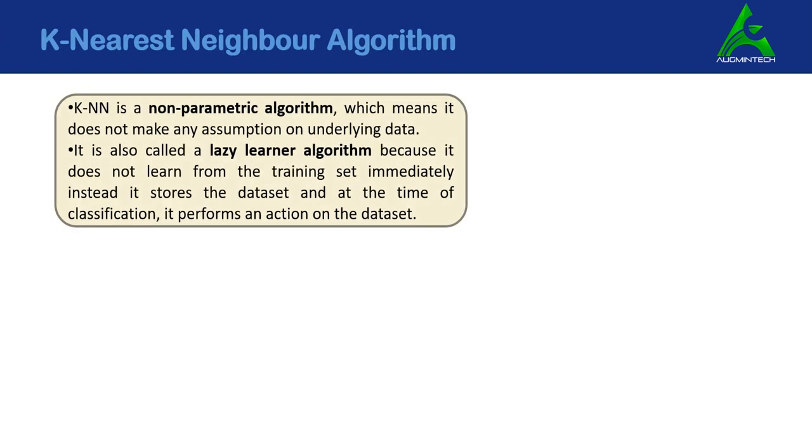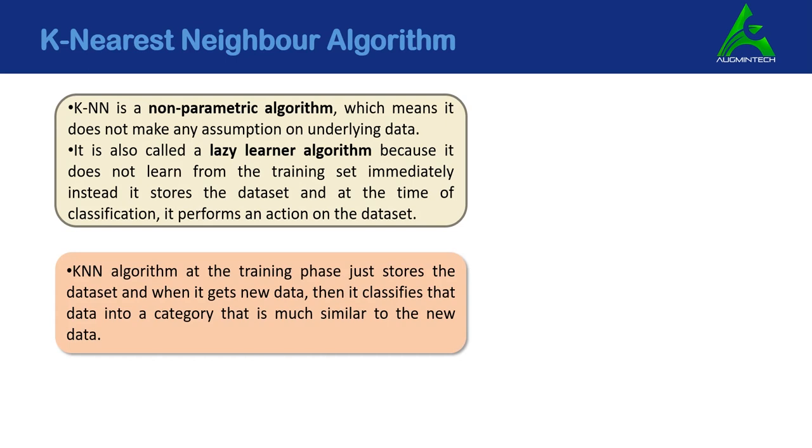KNN is also a non-parametric algorithm, which means it does not make any assumption on underlying data. It's also a lazy learner algorithm because it does not learn from the training set immediately. Instead, it stores the data set, and at the time of classification, it performs the action on the data set, and it takes time for the prediction. At the training phase it just stores the data set, and when it gets new data, it classifies that data into the category that is most similar to the new data.